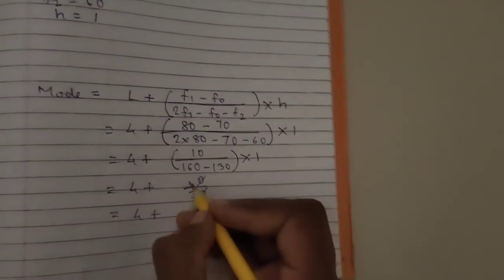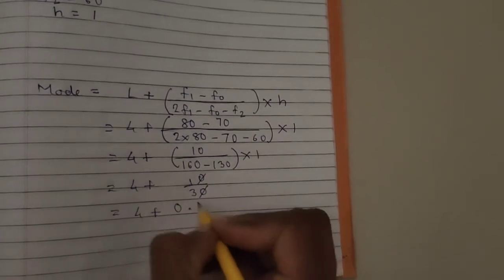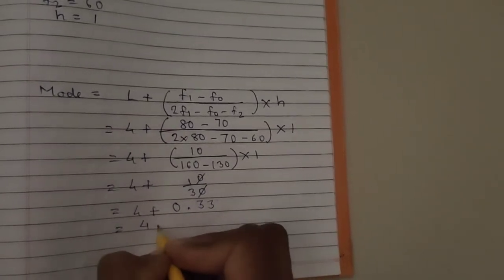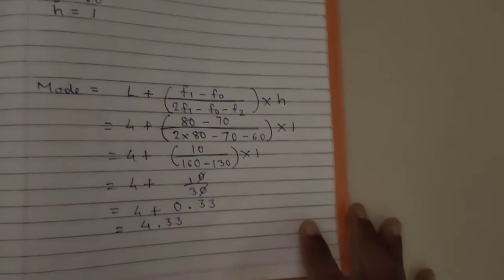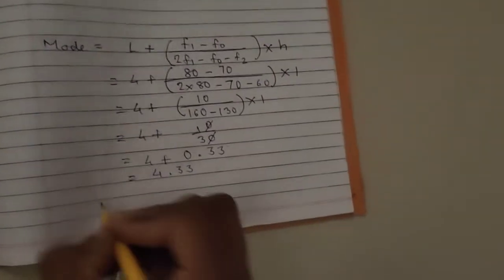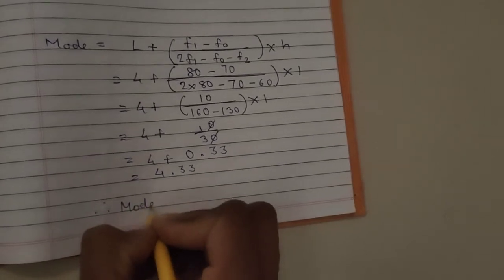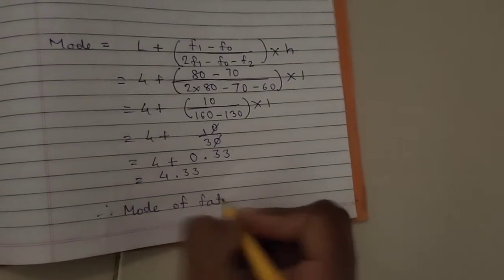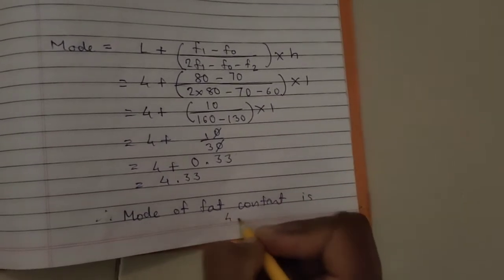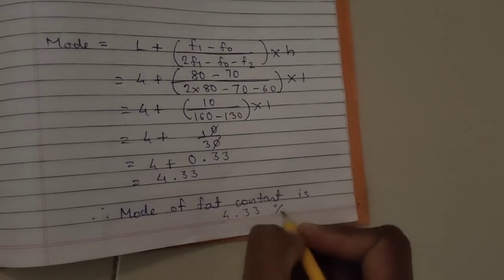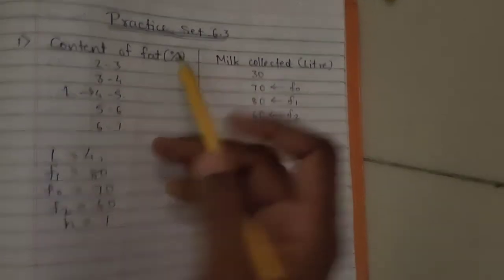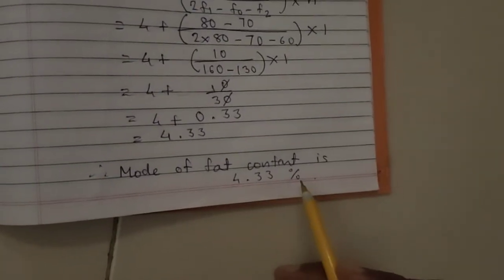4 plus divide 1 by 3, and if you do that you will get 0.33. Okay, and if you add 4 plus 0.33, you will get 4.33. So finally you can write your answer, that is mode of fat content. Therefore mode of fat content is 4.33%. Okay, you can see here percent is there, content of fat in percent. So finally you will write 4.33%.